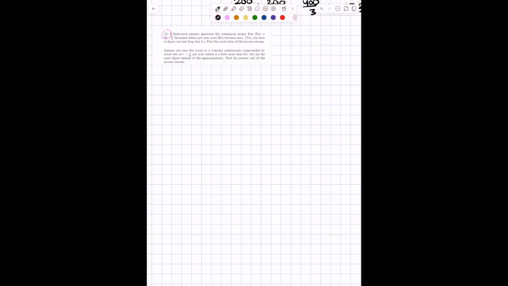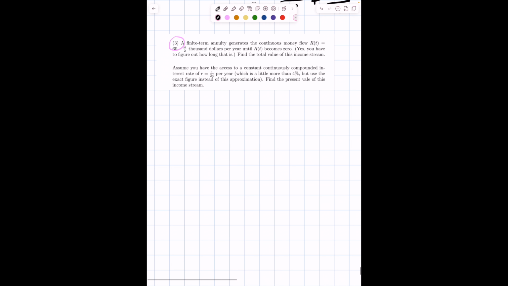Okay, so this is the next problem. This is problem number 3. We're trying to find the continuous money flow of R of t is equal to 60 minus 5t over 2, in thousands of dollars per year, until R of t becomes 0. Find the total value. So we need to find the total value, which is just the integral from 0 to some time of R of t dt.